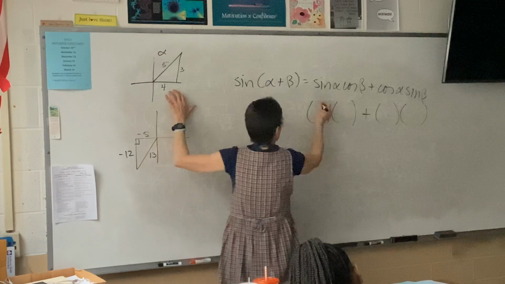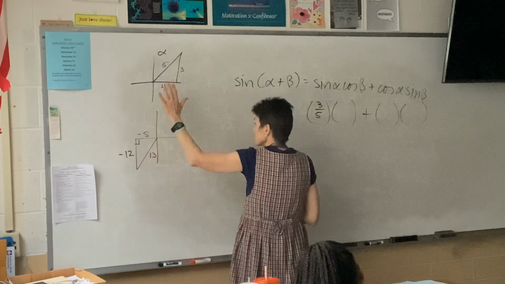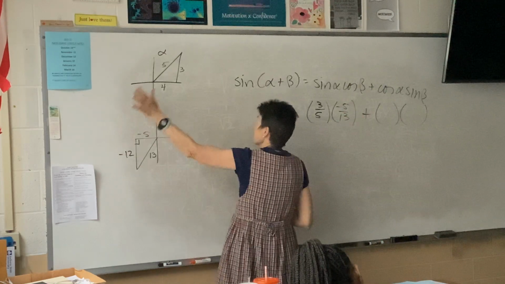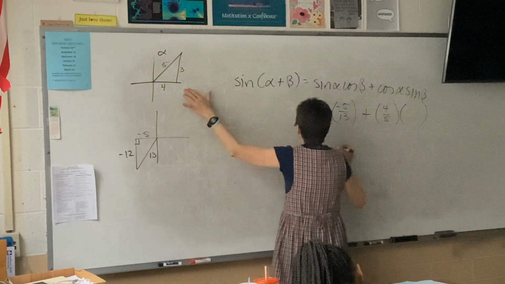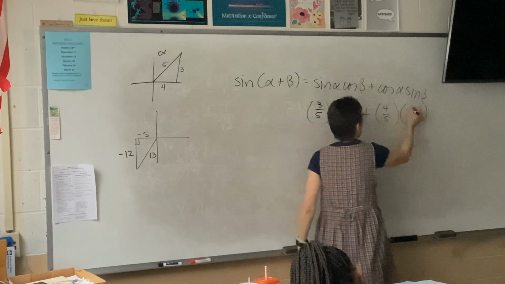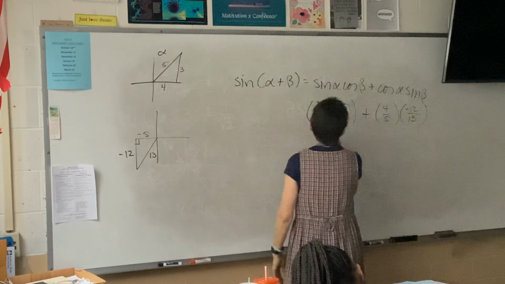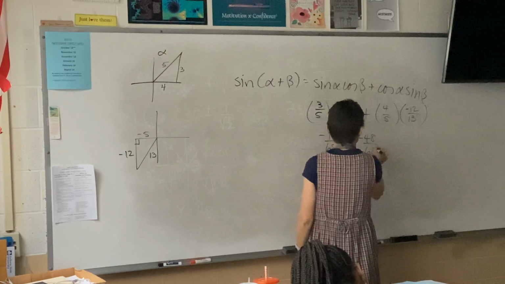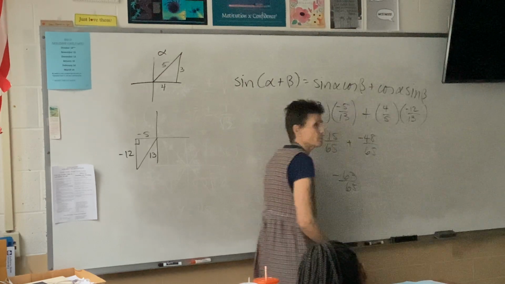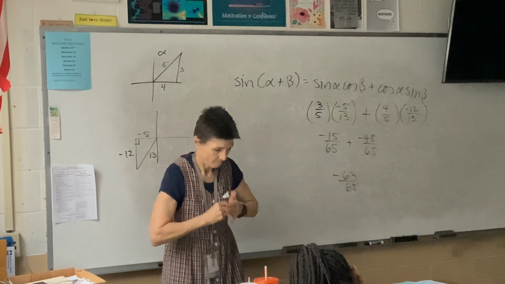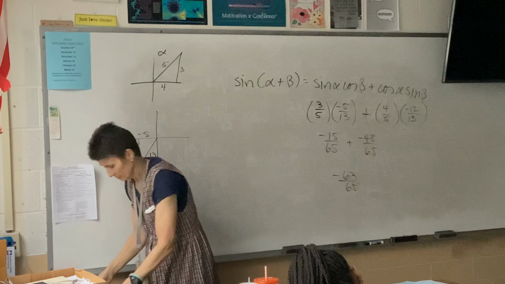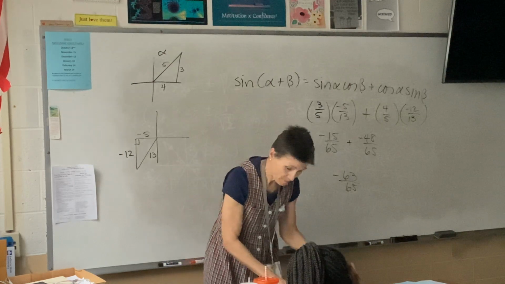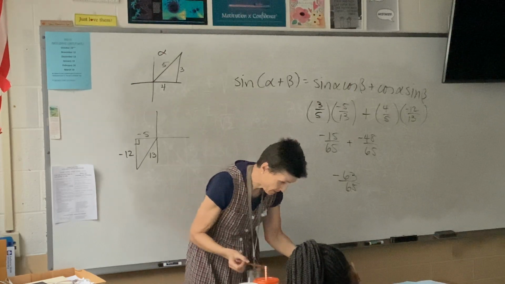Sine alpha. Cosine beta. This looks really familiar. Cosine alpha. Sine beta. Negative 63/65. All right, so you don't need to worry about that. Everybody, don't turn it in. Don't turn it in. Everybody that's here today.